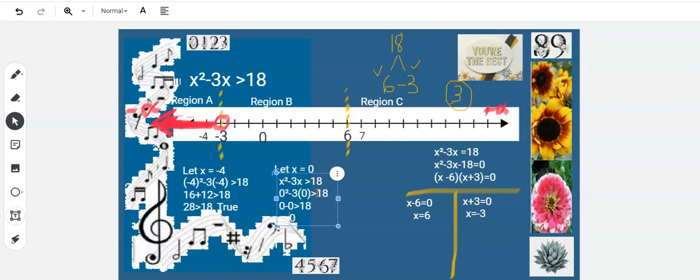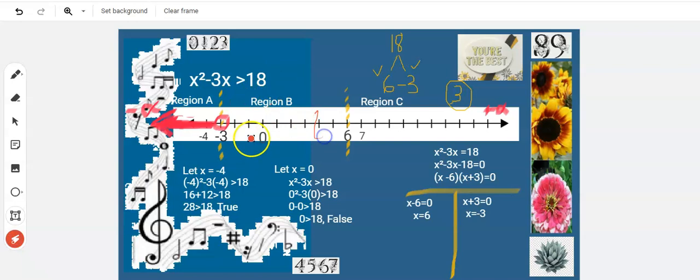And is 0 greater than 18? No. So we have a false statement at the end. Right? Which means, dili appeal sa solution set ang region B. Okay, so any numbers greater than negative 3 and less than 6 dili part sa solution set. Because those x values like negative 1, negative 2, 1, 2, 3, 4, 5 will give us a false statement at the end. The same drill, so we now let x equal to 7.